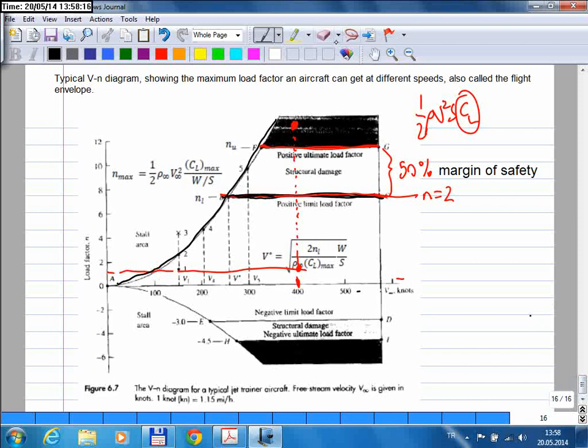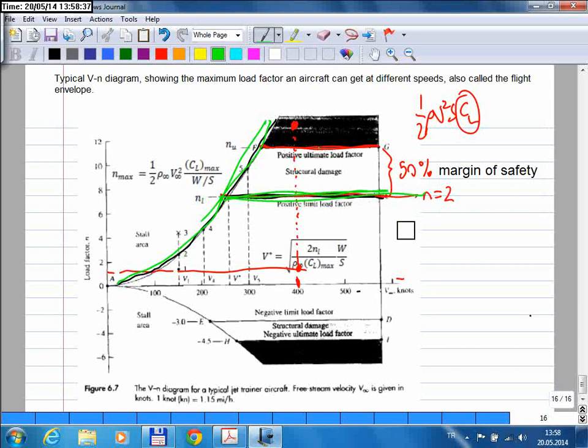So on top of this parabolic curve, you put this limit, and this is the structural limit, and you should never exceed this limit, otherwise your aircraft will be damaged.